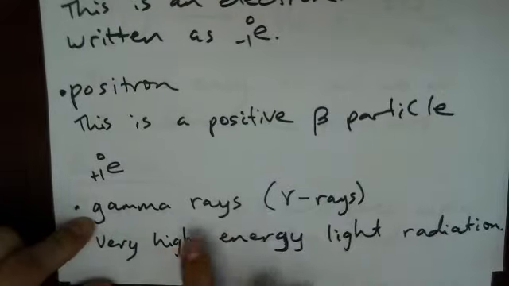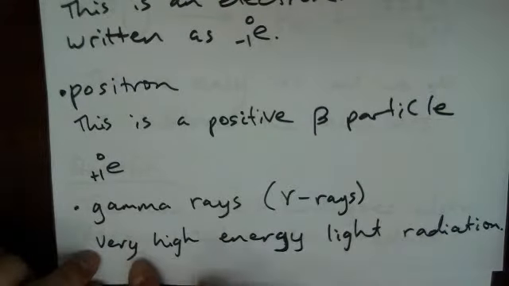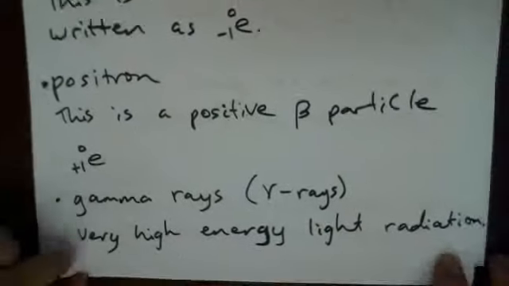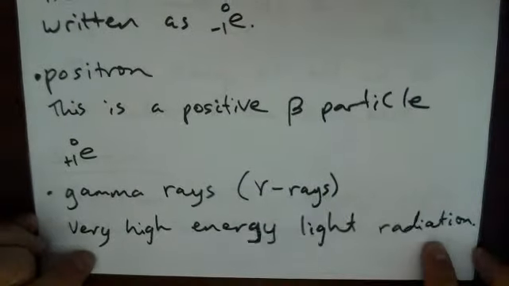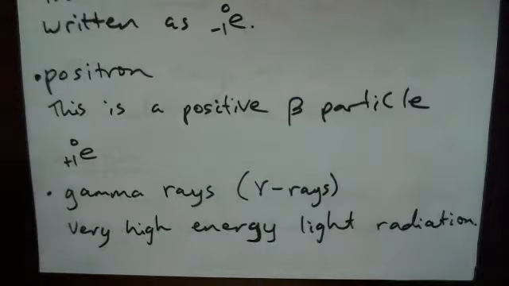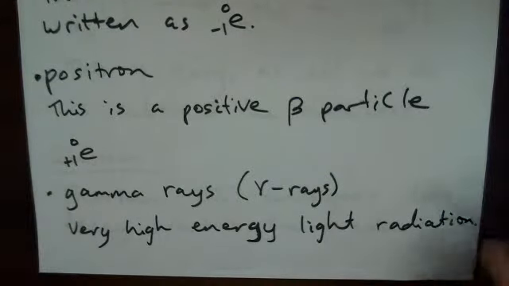This then brings us to gamma rays. Now, gamma rays are just very high energy light radiation. They're actually higher in energy than X-rays, and outer space is full of gamma rays. Thankfully, our Earth's atmosphere protects us from those gamma rays. Otherwise, we'd all be toast.